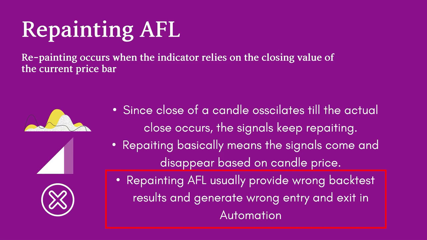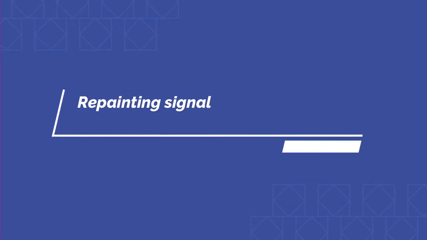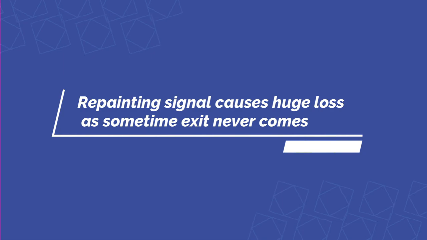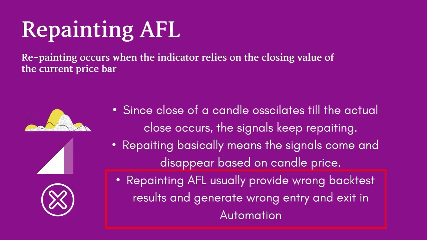And especially when you're doing automation where every entry and exit is executed in your broker terminal, a repainting AFL can create huge losses because sometimes it can create an entry which will suddenly disappear and whose exit will never come. If that is the case, you will face a huge loss, because in your broker terminal the entry is triggered but there is no exit for that trade. So if the trade goes against you drastically, you will face a huge loss.